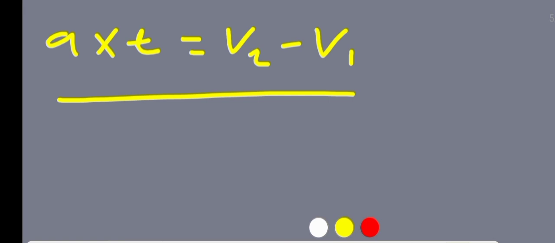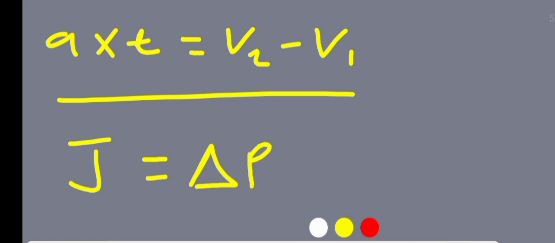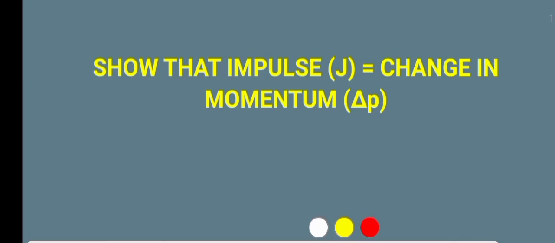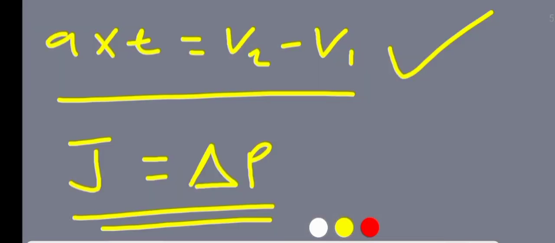This is the equation of motion that shows that impulse is equal to change in momentum. This is the equation that we've been looking for. This equation proves that impulse is equal to change in momentum. So this is how it can be shown.